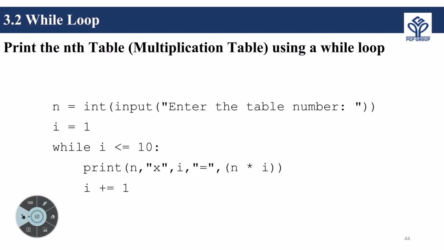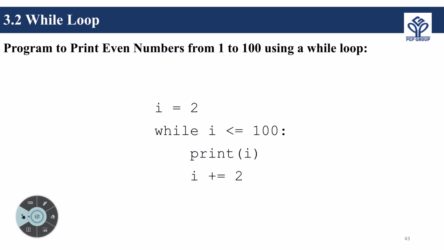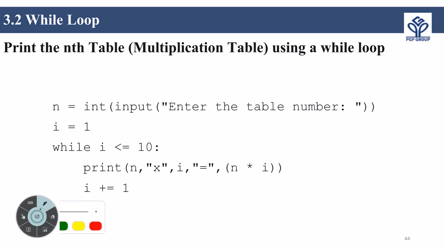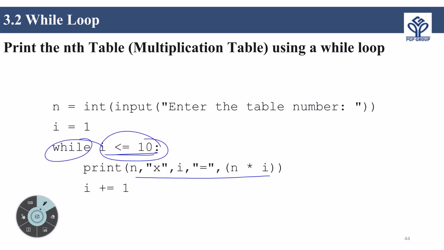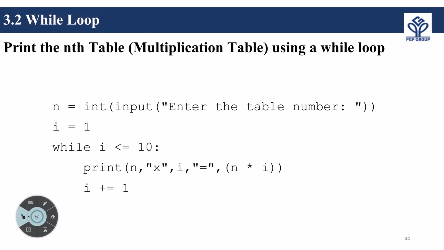Next one, print the nth multiplication table using a while loop. Same as the for loop, we are using the same structure, but we are using a while loop and giving the proper condition. When the condition is false, it must exit the loop. Clear?